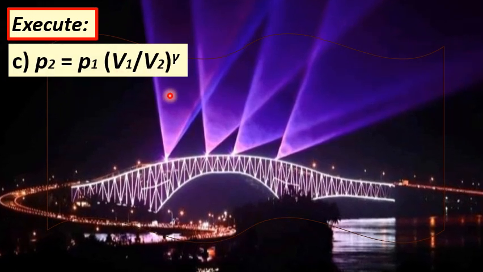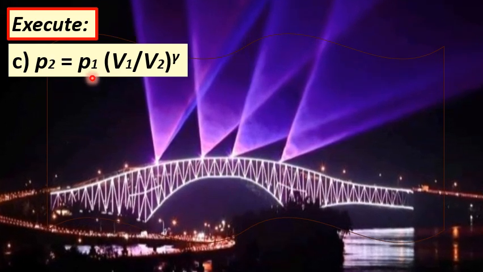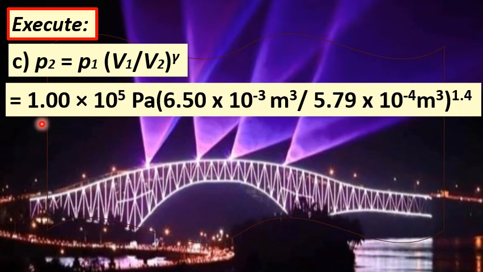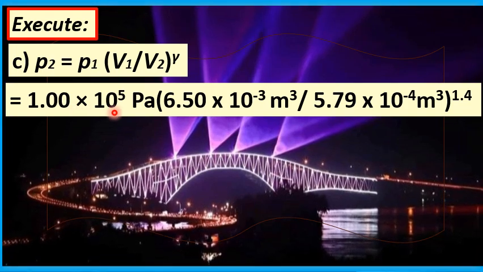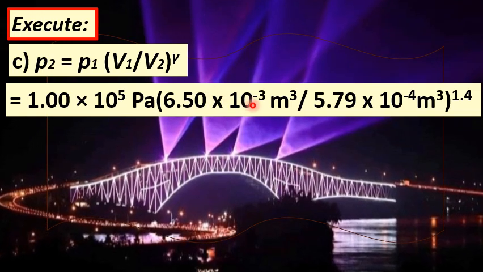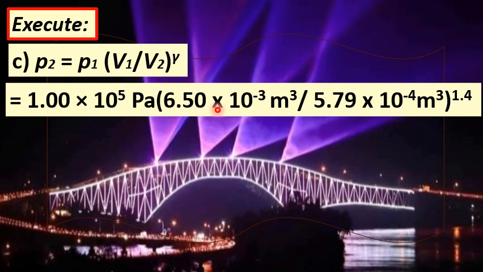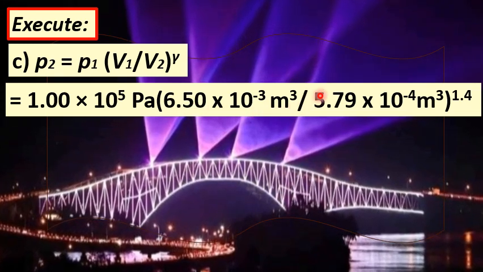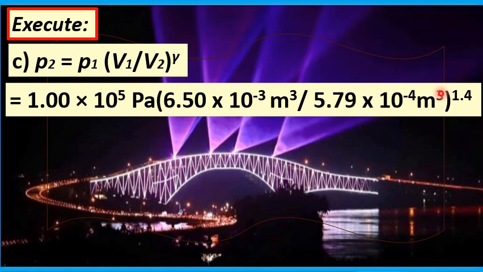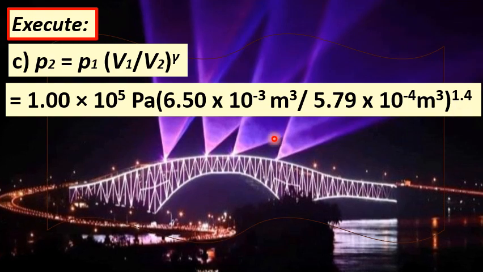For question letter C, computing the final pressure P sub 2 using this formula, we have the pressure P sub 1, 1.00 times 10 to the 5th power Pascal, multiplied by the ratio of the volume V sub 1 over V sub 2 raised to the power gamma, that is 6.50 times 10 to the negative 3 meter cube, to be divided by 5.79 times 10 to the negative 4 meter cube, and then the ratio is raised to the power 1.4.